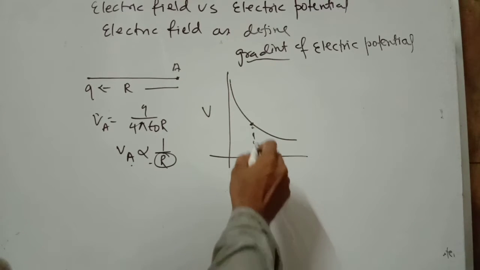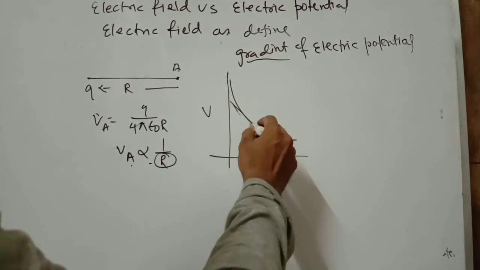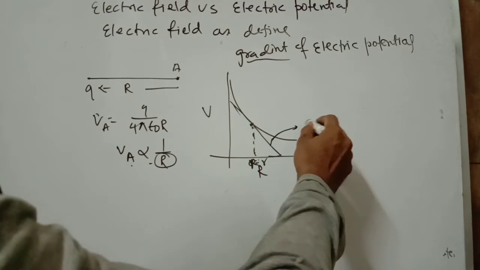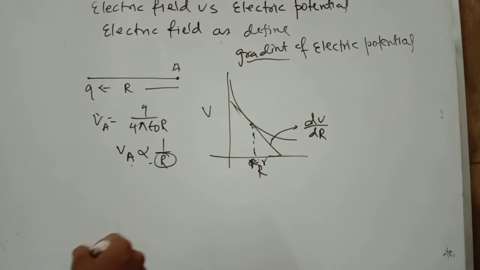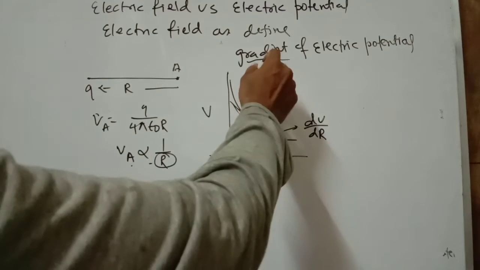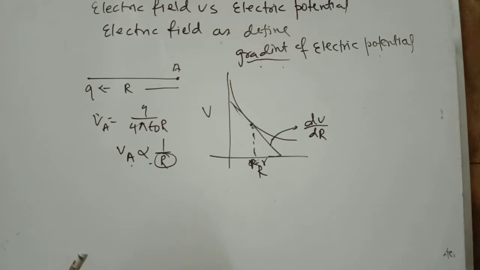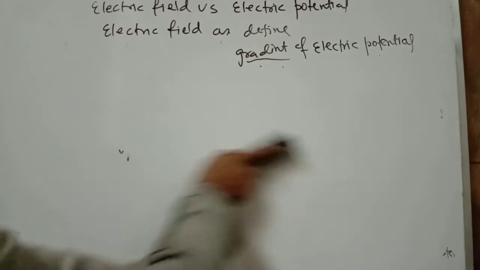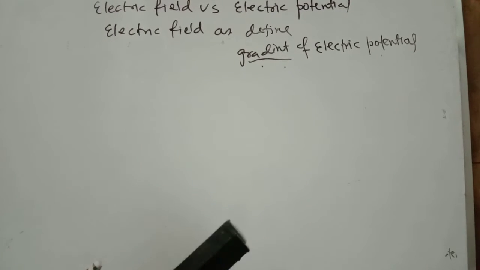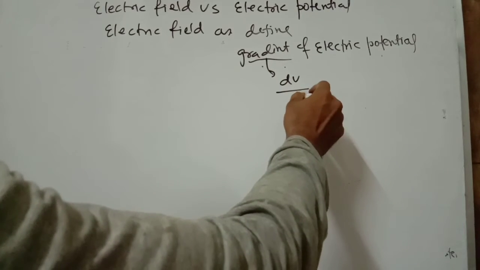If you want to find the gradient at r equal to R, obviously we will find the slope at this point. It will give you the gradient of electric potential. So the gradient is nothing but the slope of the potential versus r graph. That means dV by dr is the potential gradient, or electric potential gradient.